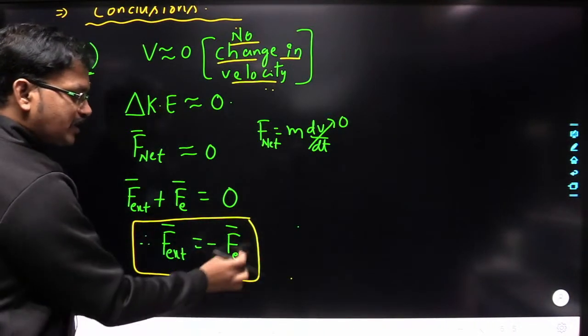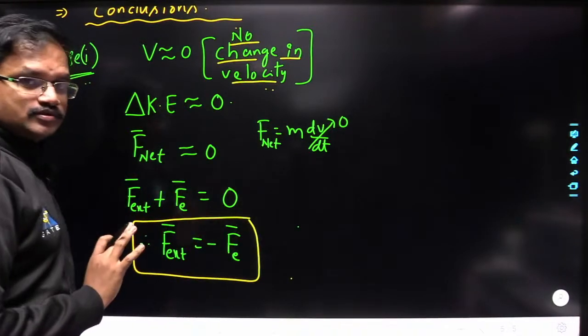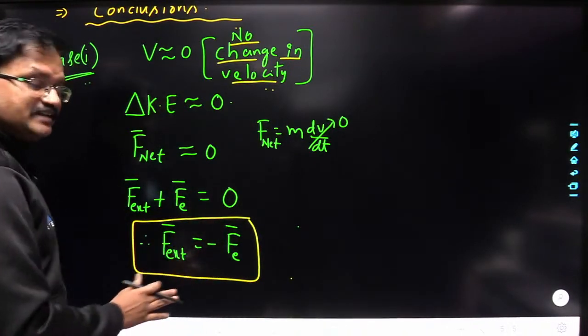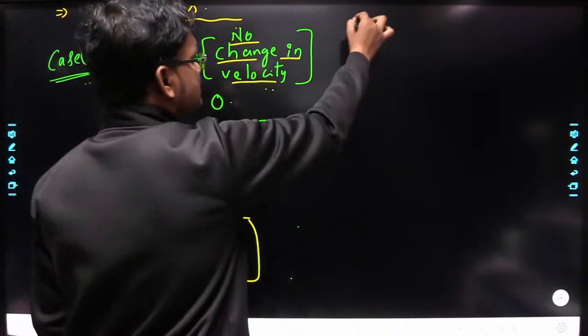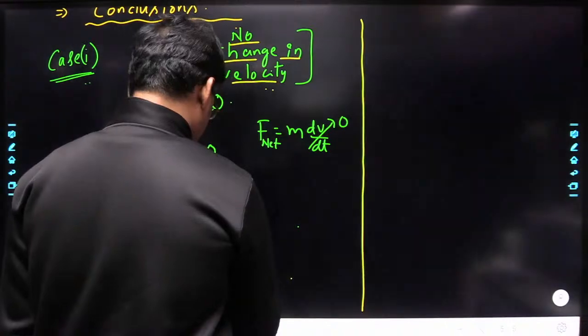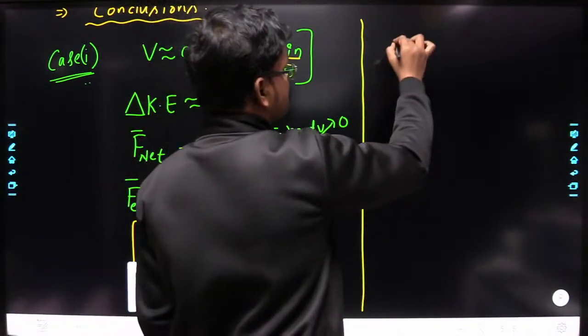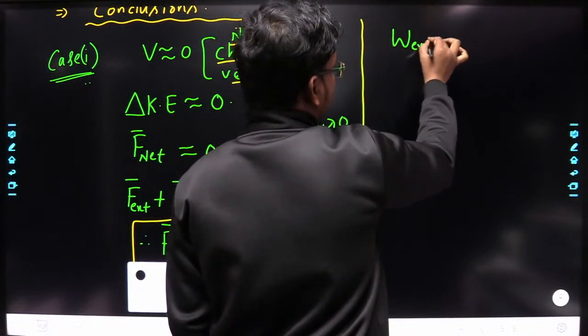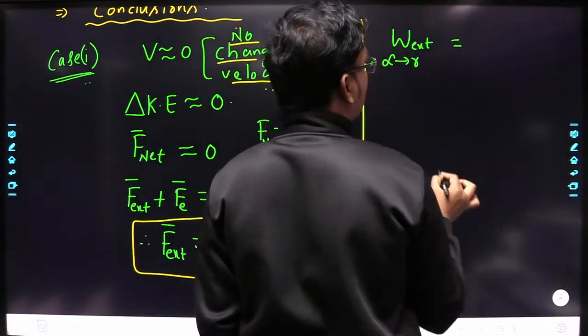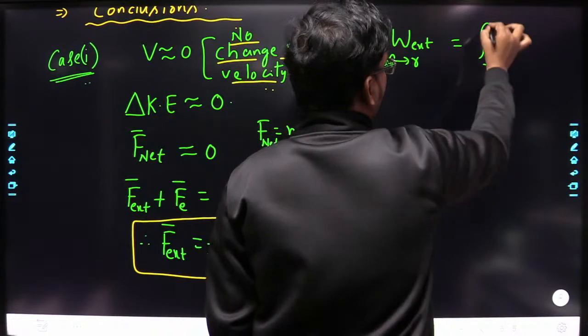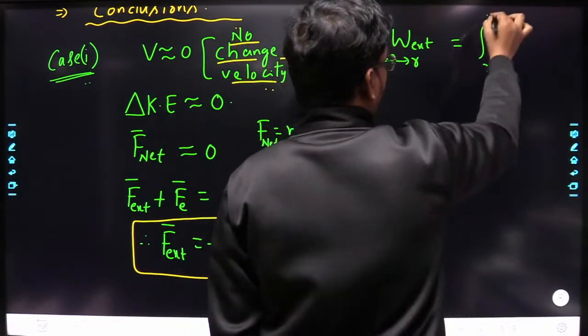And we know how to determine this electrical force. Understood? Thus, we can determine the work done by the external agent. So, in this case, what is the work done by the external agent? The work done by the external agent in moving the charge from infinity to r is equal to the integral from r to infinity.